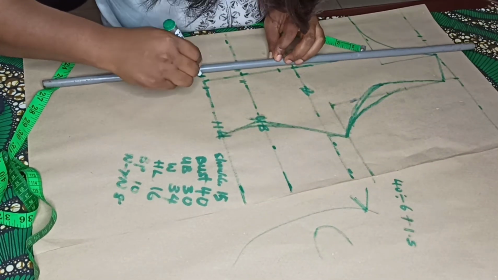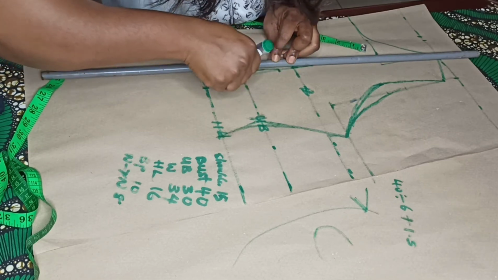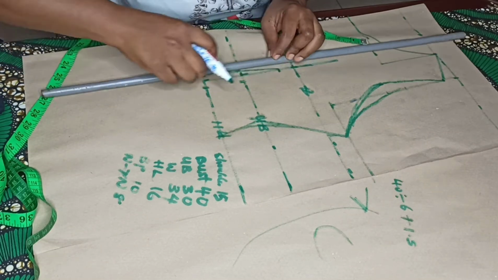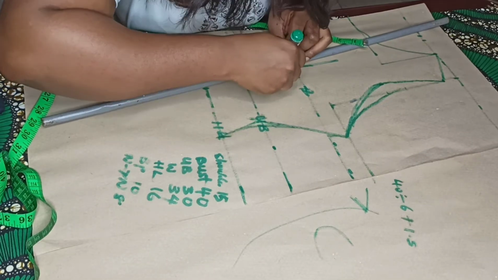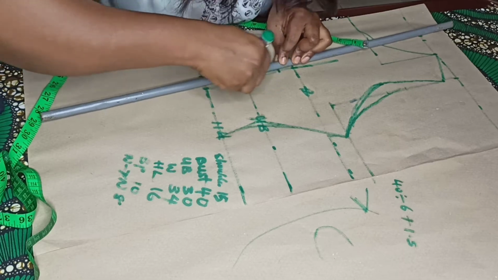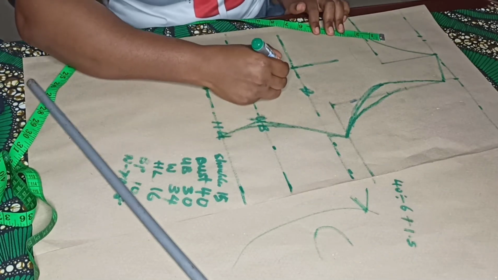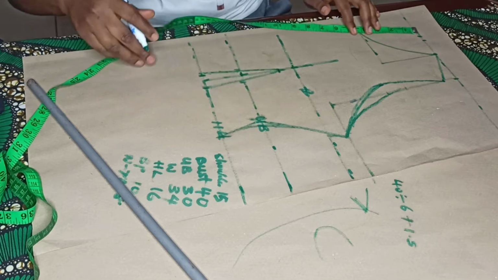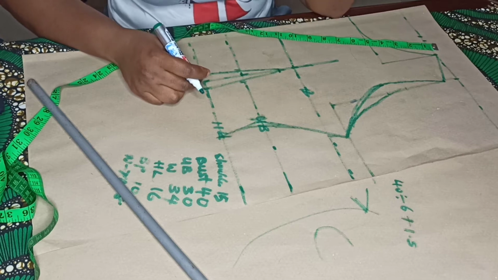So from here, we are going to connect it straight down, and then we repeat the same here. We repeat the same here. So this is it, 1/2 inch, 1/2 inch to create a dart.